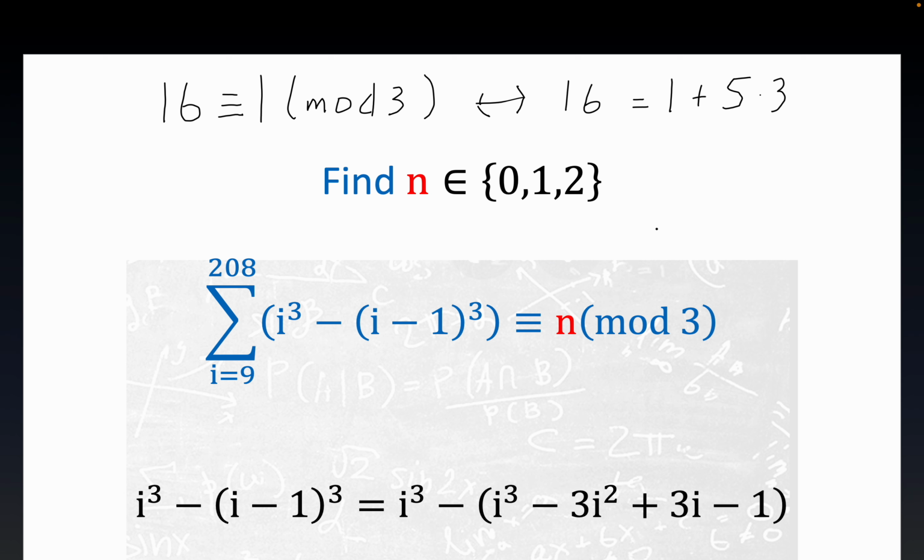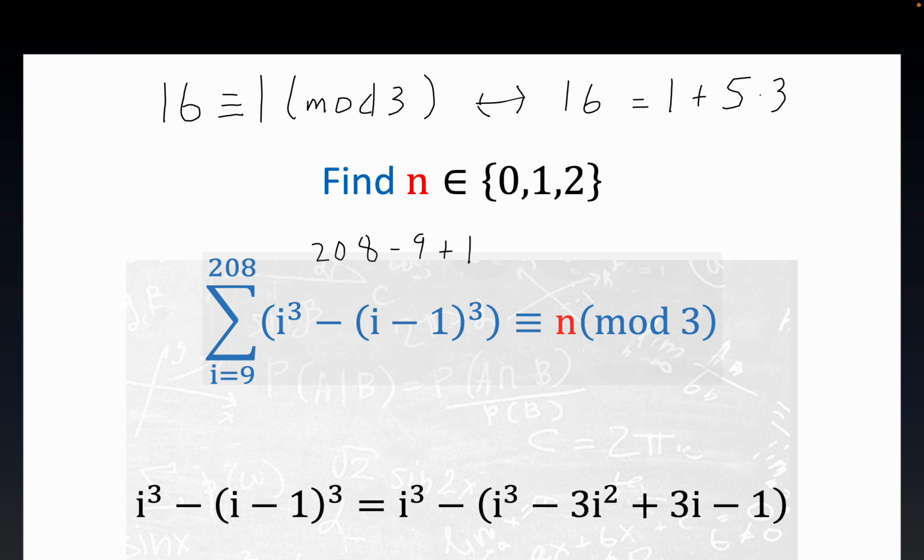We're trying to find a value of n in the set 0, 1, 2. Notice those are the 3 remainders when you divide by 3. We could pick other sets, like 3, 4, 5 if you wanted, or any other 3 numbers that are congruent to either 0, 1, or 2. But in any event, notice that this left-hand side has 200 summands. Notice the little trick here, 208 minus 9 plus 1. That's the actual number of summands.